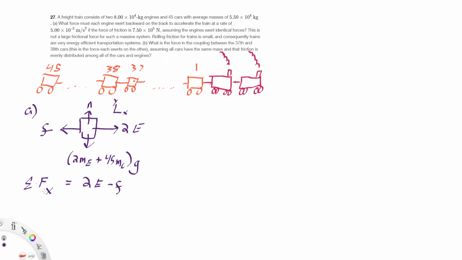All right, so we pull out Newton's second law in the x direction. Chapter 5 is my favorite. It's pretty good.